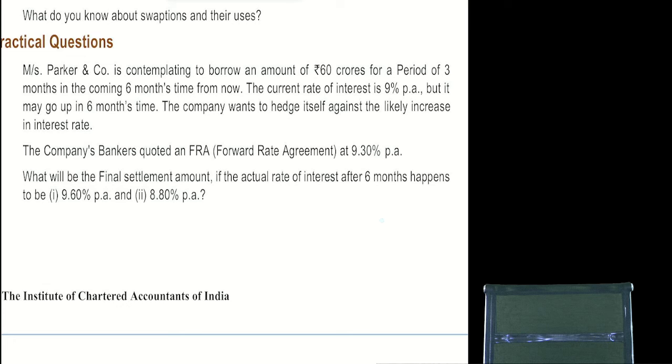Messrs. Parker and Company is contemplating to borrow rupees 60 crores for a period of 3 months in the coming 6 months time. Current interest rate is 9% per annum, but it may go up in 6 months time. The company wants to hedge itself against a likely increase. Bankers quoted FRA at 9.3%. What will be the final settlement if the actual interest rate after 6 months happens to be 9.6% and 8.8%? Can you do the answer now? Start. Do both the cases. Don't use calculators. Put pen and paper and write down.